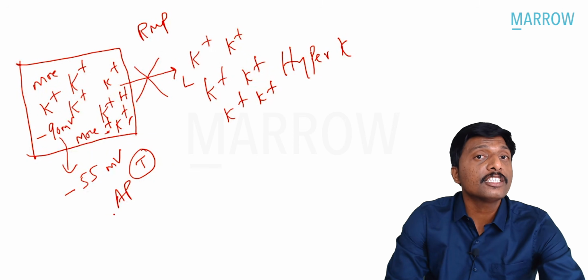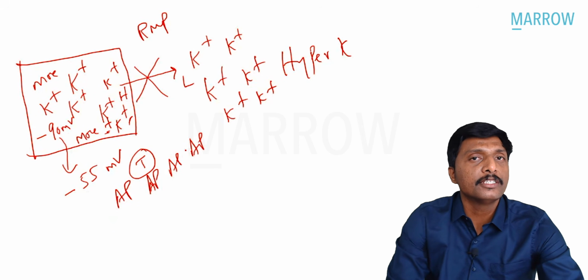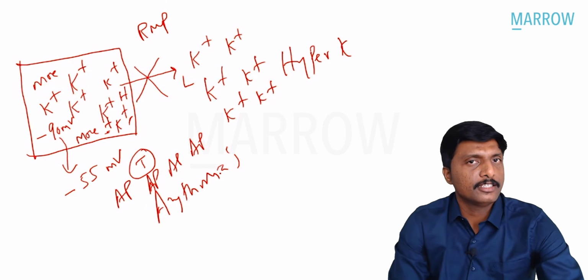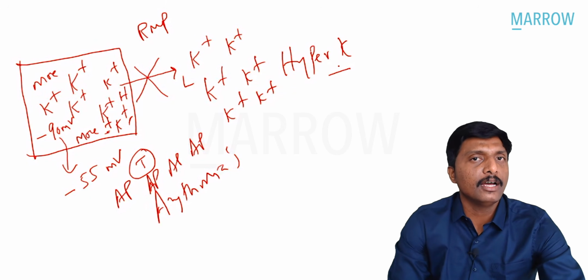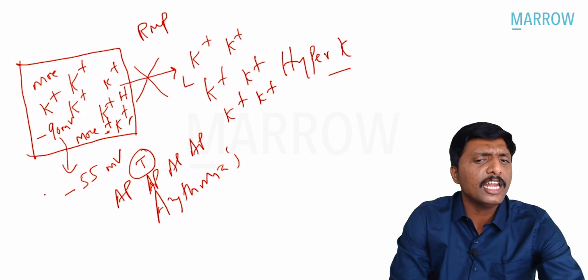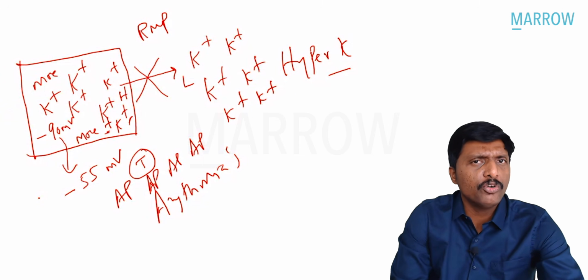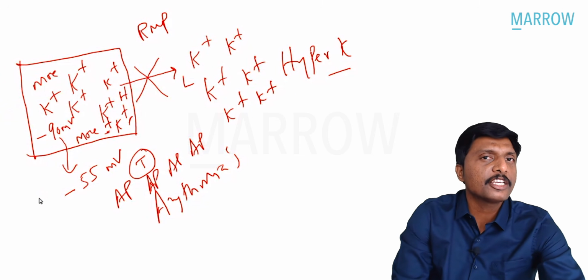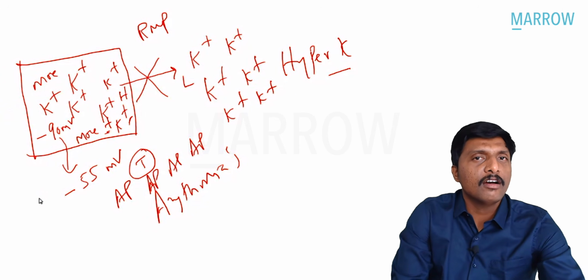If this process keeps on getting repeated, more action potentials. If this is a cardiac cell, obviously, they are more prone to arrhythmias. So hyperkalemia, potassium accumulating inside, becomes more positive. Accumulation of positive charges, minus 90 can quickly become minus 55. Threshold, action potential fires. Another action potential. Arrhythmias. Cardiac arrhythmias are very common in hyperkalemia.